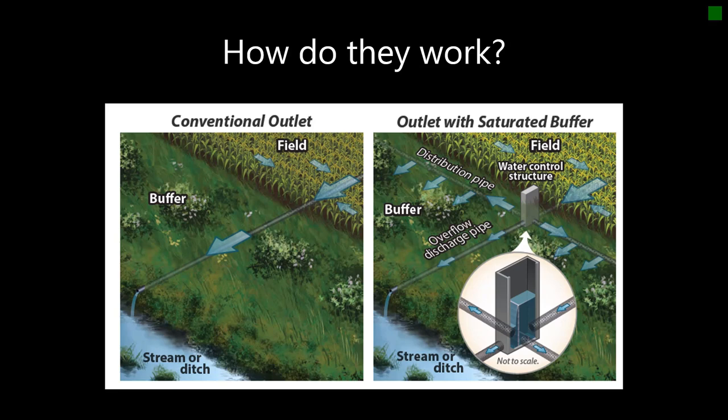Saturated buffers work by building a lateral distribution line, usually of perforated pipe, along the riparian buffer and also a diversion gate that intercepts tile drainage. The diversion gate can be raised, and then this will in turn raise the water table within the buffer, saturating the area. And this enhances nutrient removal from the tile water.